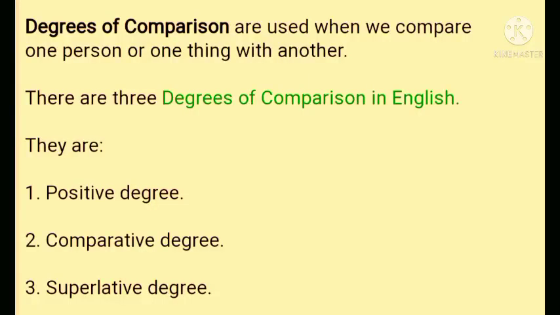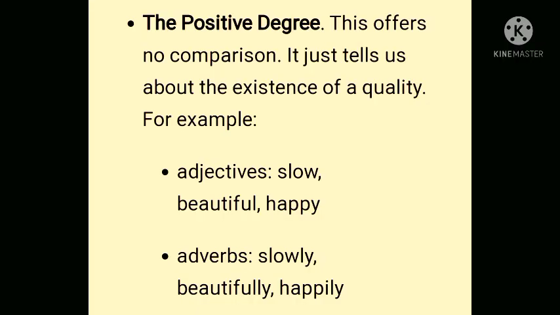Here is the next slide about degrees of comparison. Degrees of comparison are used when we compare one person or one thing with another. Every adjective and adverb can be written in 3 degrees. They are positive degree, comparative degree, superlative degree. Let us see all of them one by one. Now let's know about positive degree. The positive degree offers no comparison. It tells us about the existence of a quality.